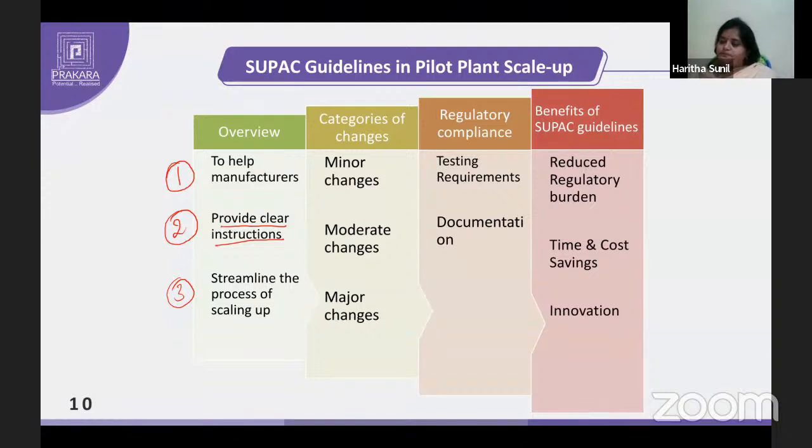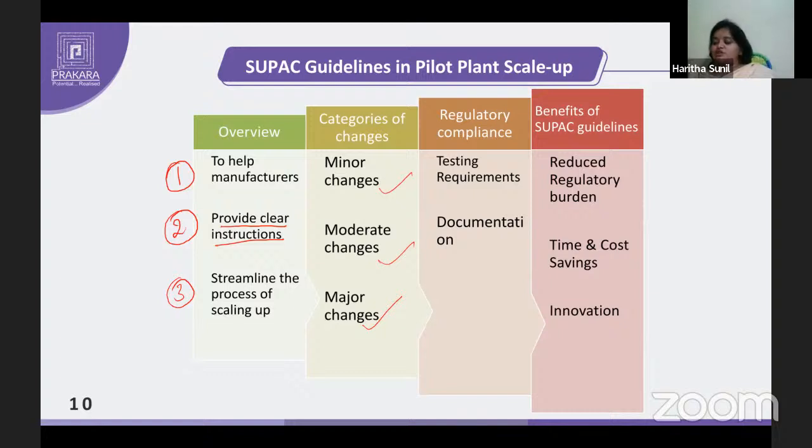So again, coming to the various categories of the changes, we have minor changes, moderate changes, and major changes, like we have already seen just now. If I want to give you an example for the minor changes, it may involve adjusting the speed of a tablet press in order to improve the product efficiency. Like in 1 hour, if I want to get 100 tablets, and if I improve the speed and make the production 150 tablets, then it is considered a minor change. And for moderate changes, increasing the batch size from 50,000 tablets to 1 lakh tablets. It is nowhere affecting the quality or the efficacy of the tablet, so it comes under the moderate changes.